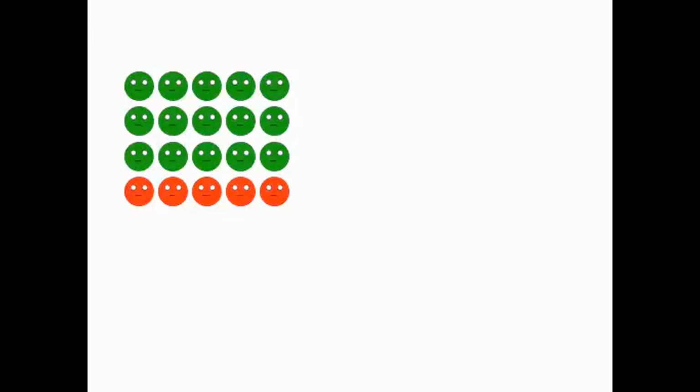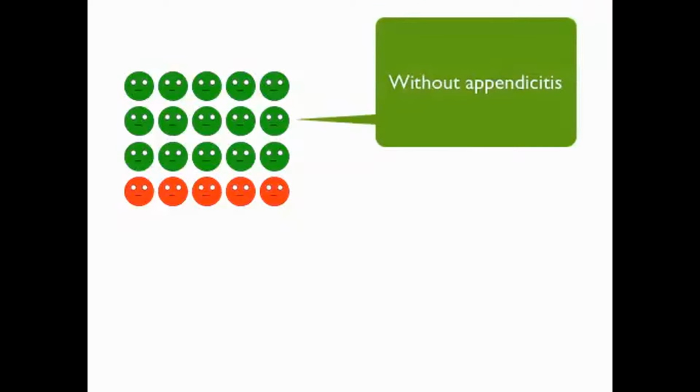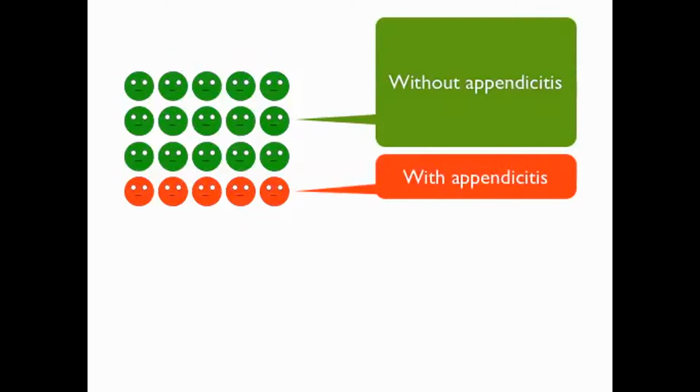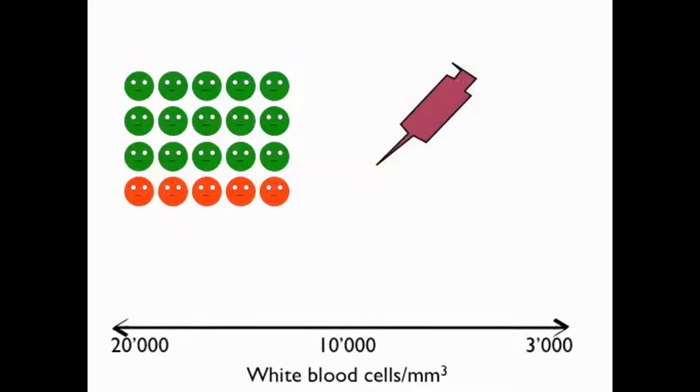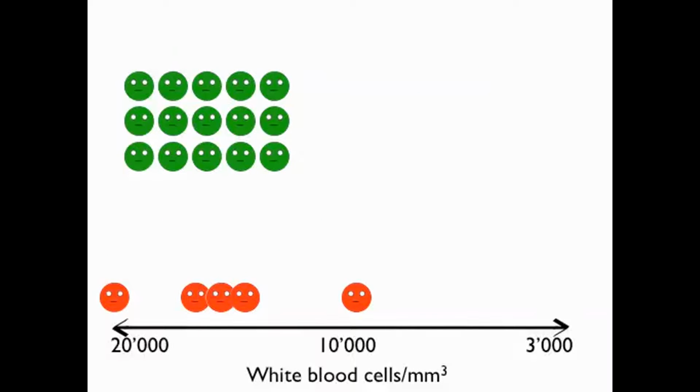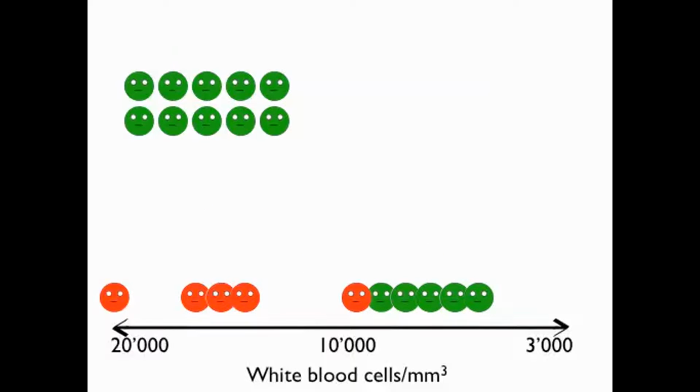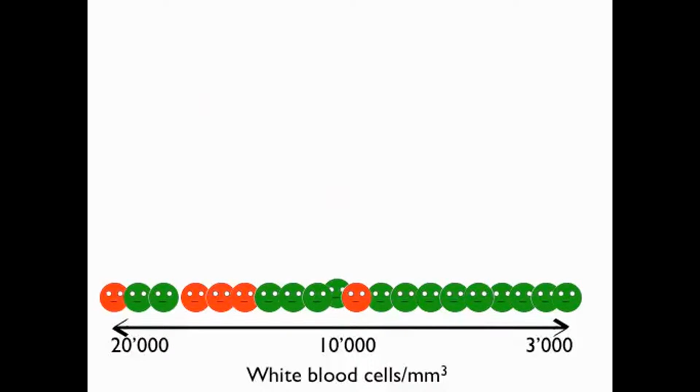First, we imagine this group of patients in which we suspect appendicitis. Some patients will not have appendicitis, and some patients will have appendicitis. Now, we draw a blood sample and we distribute the sick or diseased patients and the healthy patients in this line. This line represents the white blood cells from 3,000 to the right and 20,000 or more to the left. And the healthy patients and the diseased patients will be distributed in this way, approximately. This is what happens in real life.